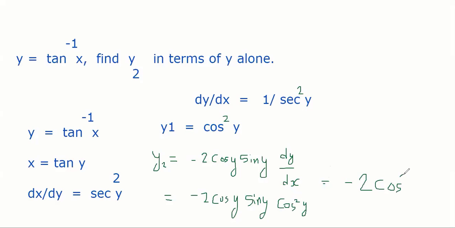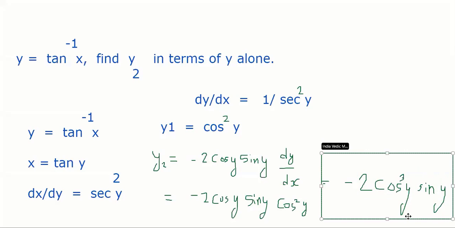And the question was to find this in y alone. We have y alone on the right side, right? Sin of y. So that is the final answer. Right, Usha? Yes, sir. See how easy it became, guys, because in the first step itself we were able to convert. We didn't get caught up in tan inverse x and 1 by 1 plus x square. We can do it that way also, but this is easier. So y2 is equal to minus 2 cos cube y sin y. Please ask me if anybody has any confusion.